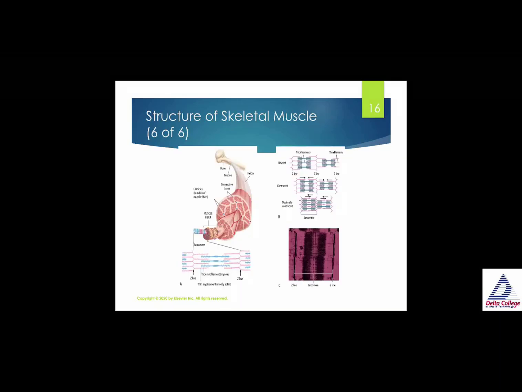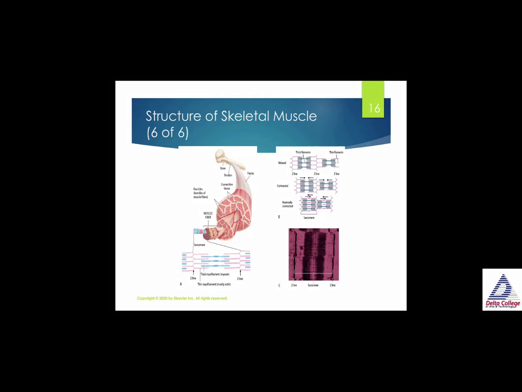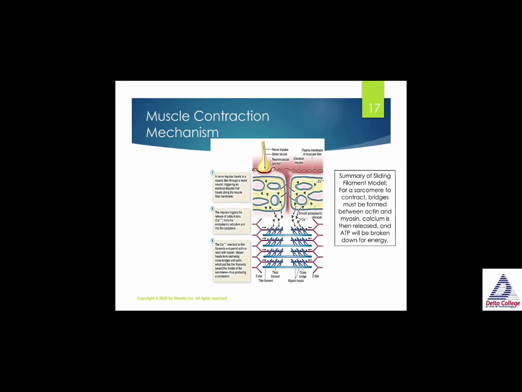So here, this shows the thick myofilament that has myosin and the thin myofilament that's mostly actin. You can see where the sarcomere is. And you can see these Z lines and how they go over each other to contract and extend. Now, this is figure 8-4.